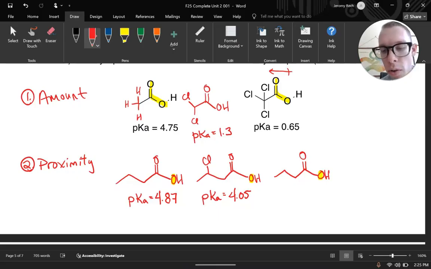If I move that over one more, put it closer, that's actually going to have a bigger impact, and that pKa is going to jump all the way to a 2.86. You don't need to know these pKa values, but they show the relative impact of that group. So having a chlorine, or something electronegative, is good, but having it really, really close to your source is going to be better because it can feel it more.